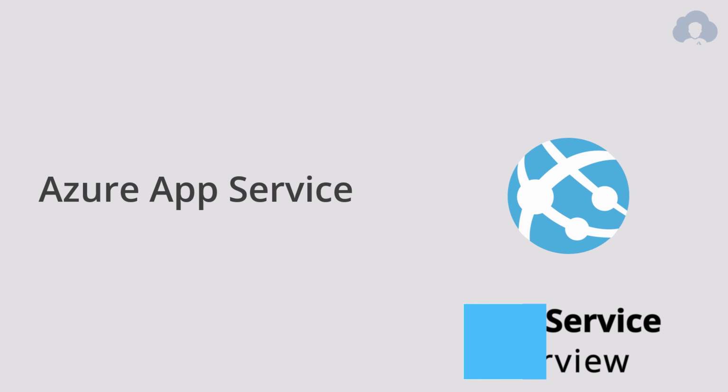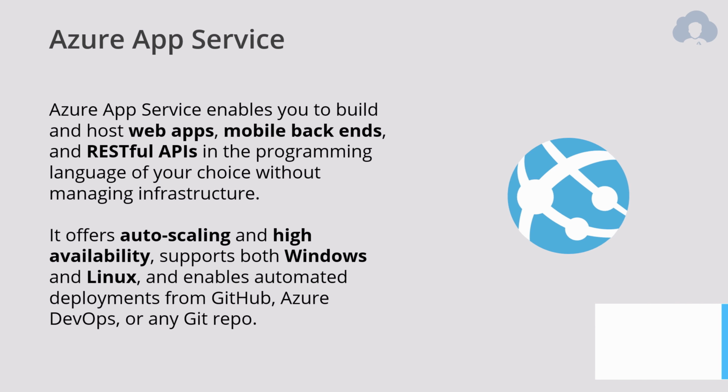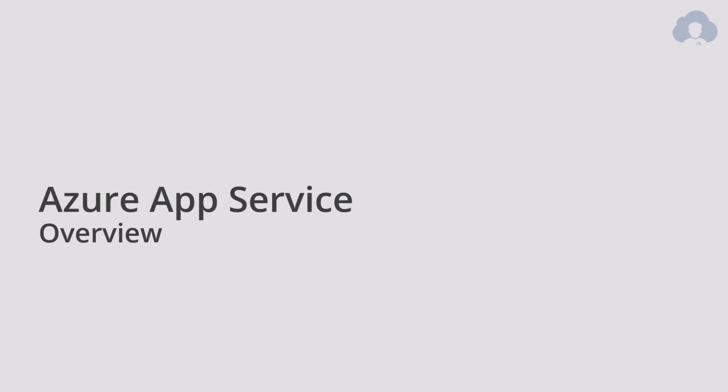Let's start with an introduction to App Service. If you have ever been hosting a web application before, you have probably been using some sort of hosting environment. This is a hosting environment in Azure that allows you to host web applications, mobile backends, and maybe some RESTful APIs. It also has a lot of features like auto-scaling, high availability, and allows for hosting of Windows and Linux applications.